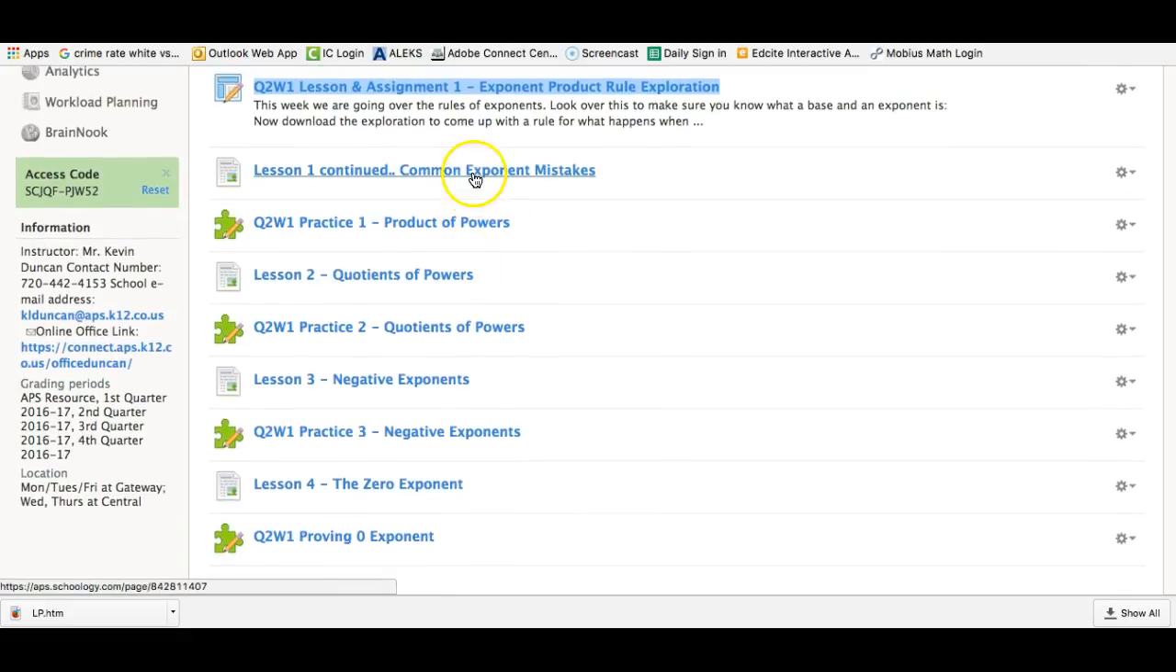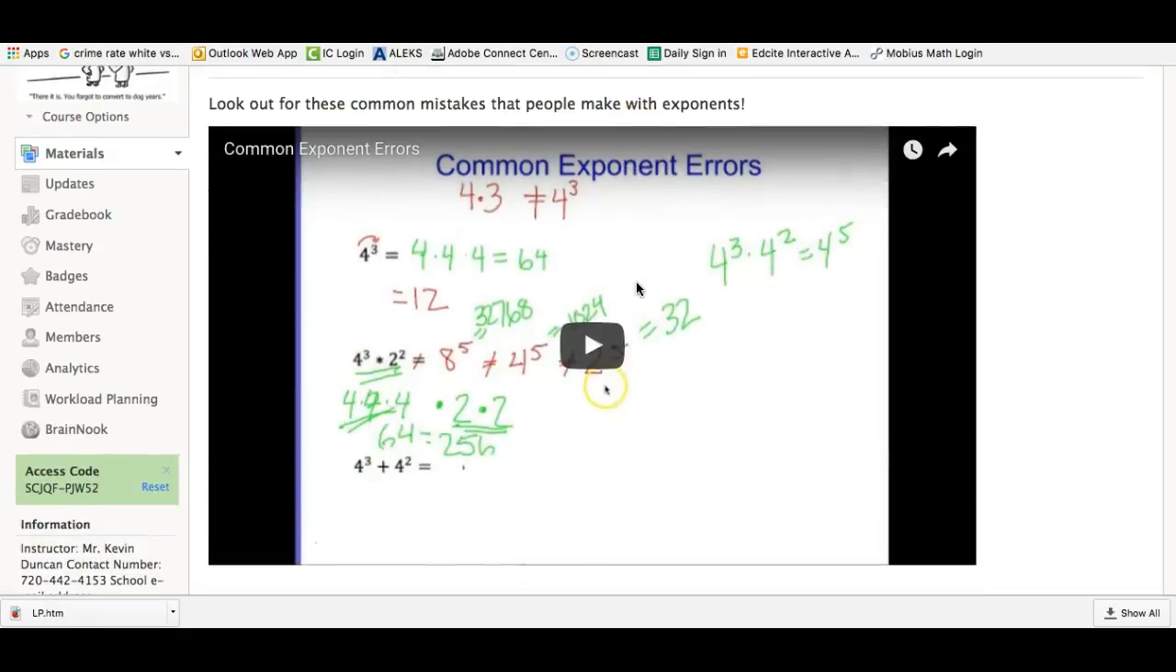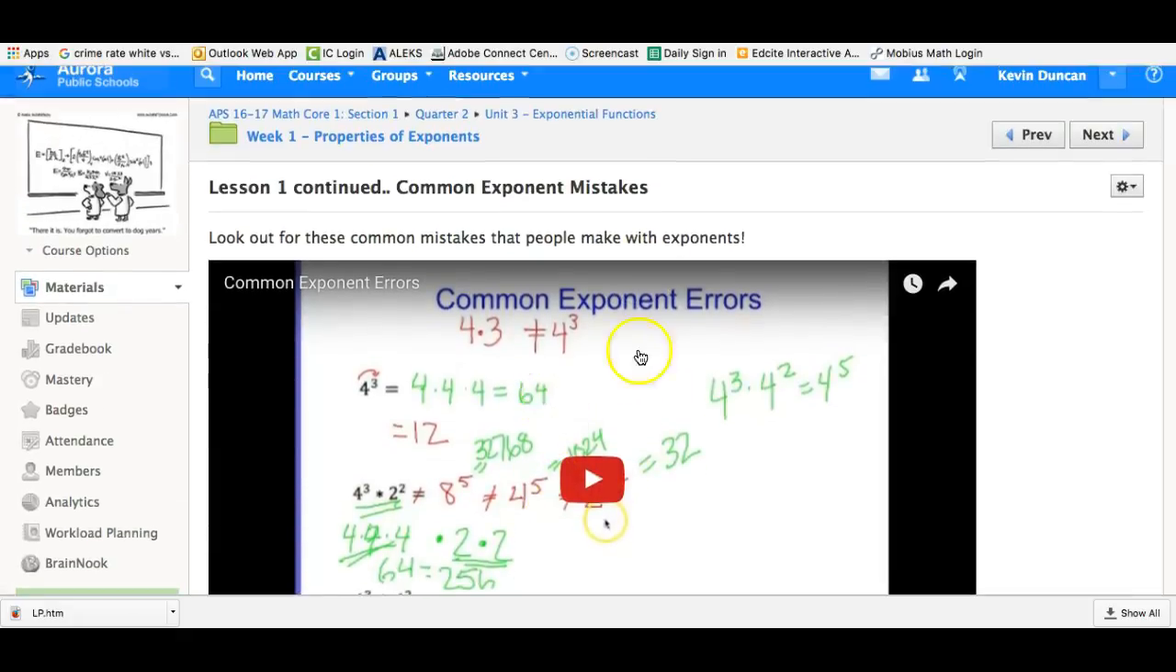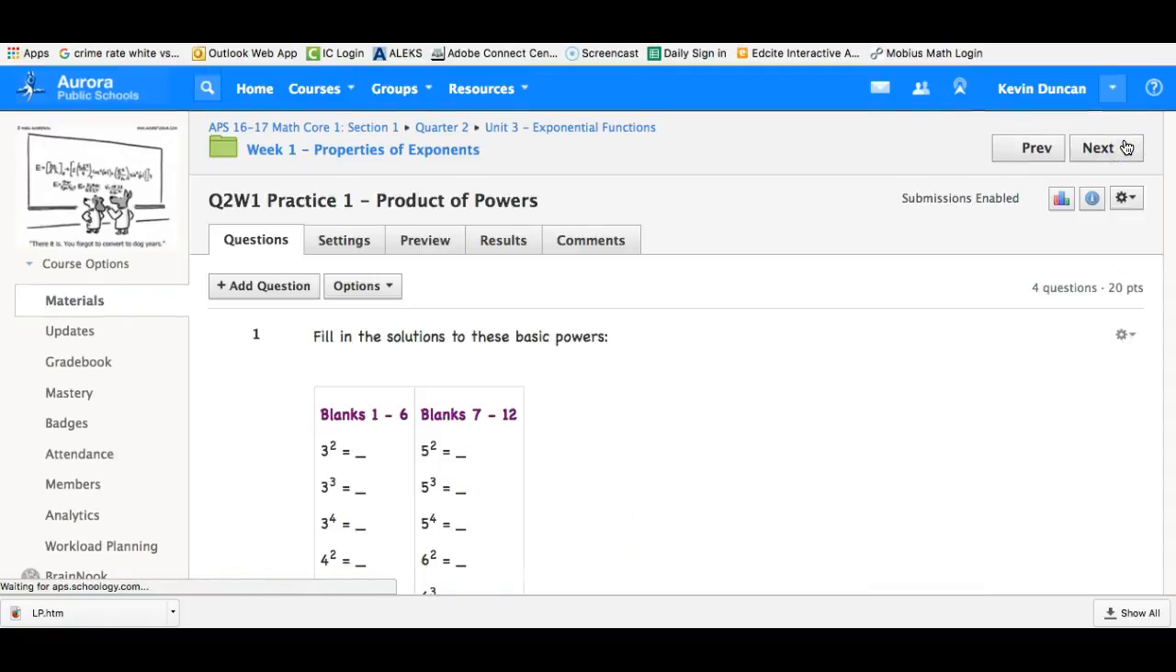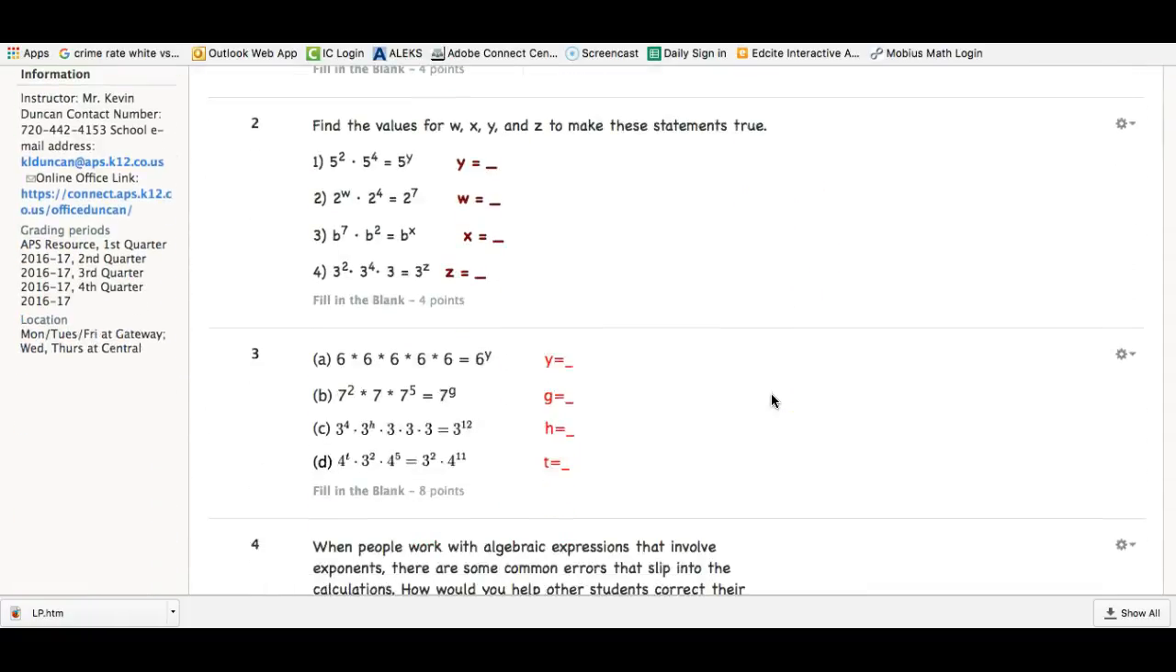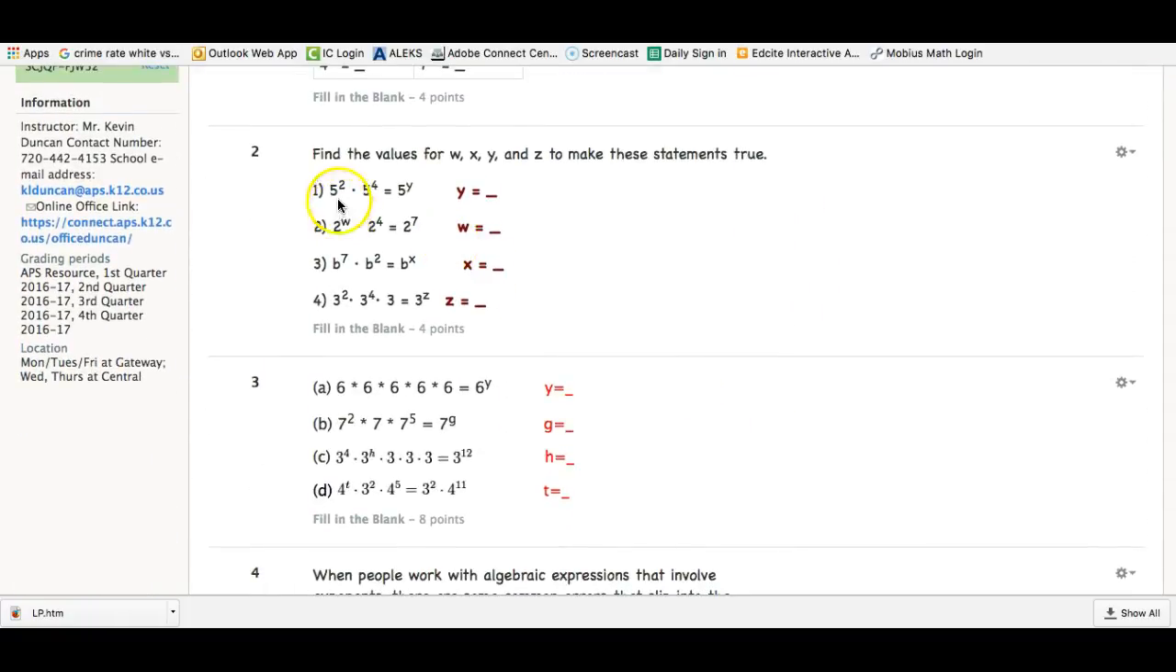Okay, lesson one continued is common mistakes in exponents. It's just a very short video about things that go wrong when people try these. Okay, this throws people off here. When I have 5 to the second times 5 to the fourth equals 5 to the y equals what? This is asking you 5 to the what? So if you think the answer is like 5 to the 100, you would put 100 here. You would not put 5 to the 100.